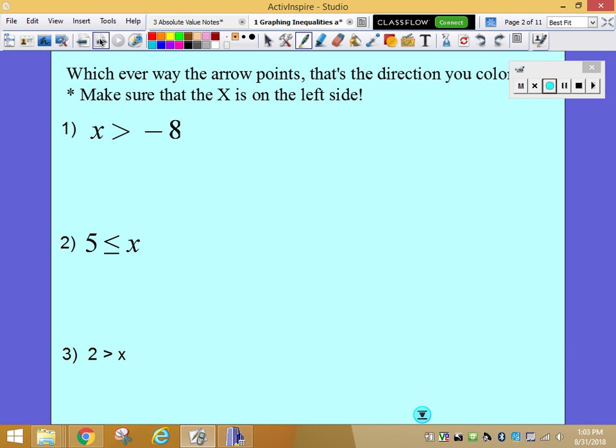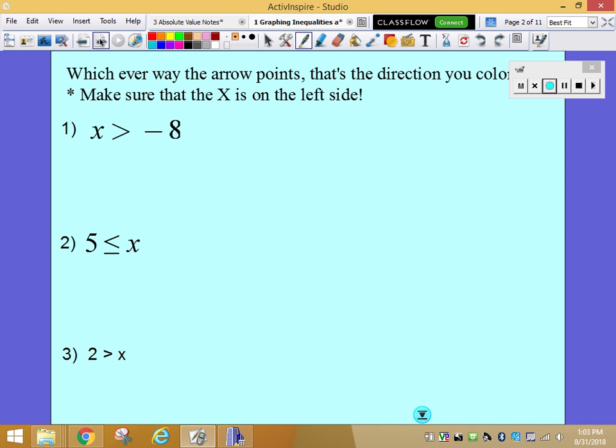Also, whichever way the arrow points, that's the direction you're going to color. But there is a rule. You have to make sure that the X is on the left side. So let me give you an example. Write down number 1. I'm going to show you how we're going to do this.